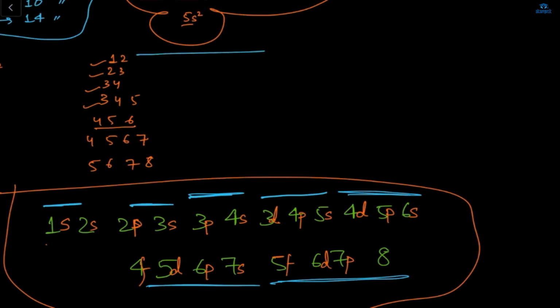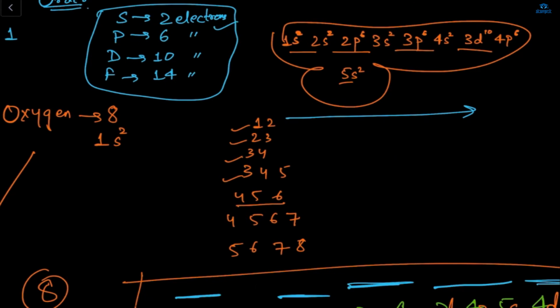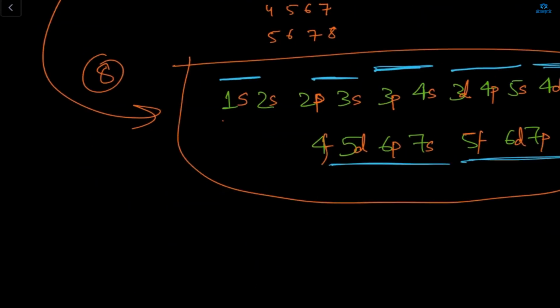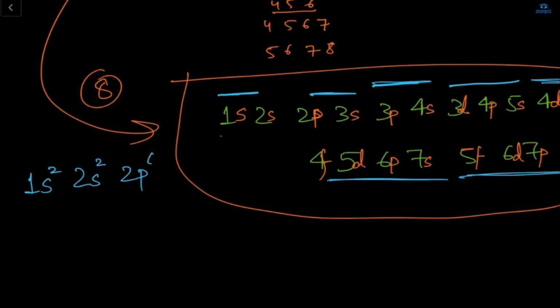For S, how many electrons? 2 electrons. For P, 6, D10, and F14. Now for oxygen, if I'm writing, S is how much? 2. 2s. S is again how much? 2. P is how much? 6. So it will be this much?